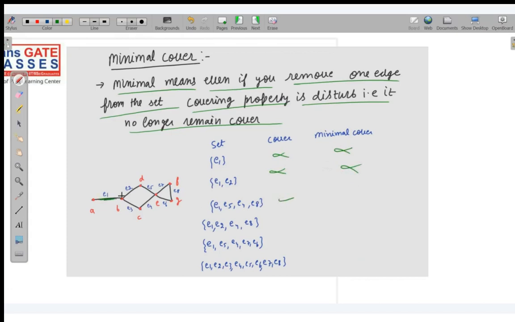See this: E1, E5, E4, E8. Yes, everything is covered. Now, even if you delete one of the edges, a vertex might not be covered. For example, if E5 is deleted, D will not be covered. If E4 is deleted, C will not be covered, and so on. Yes, it is minimal. E1, E2, E4, E8.